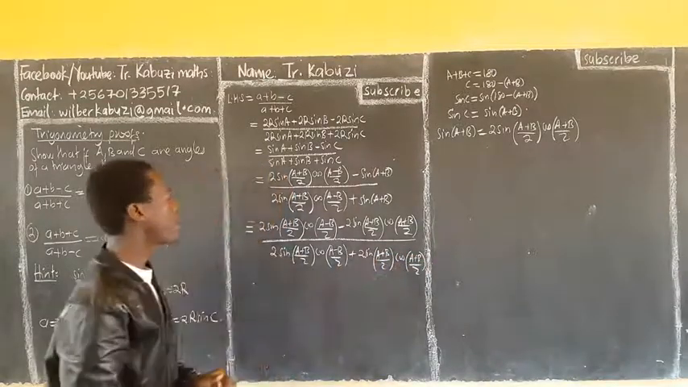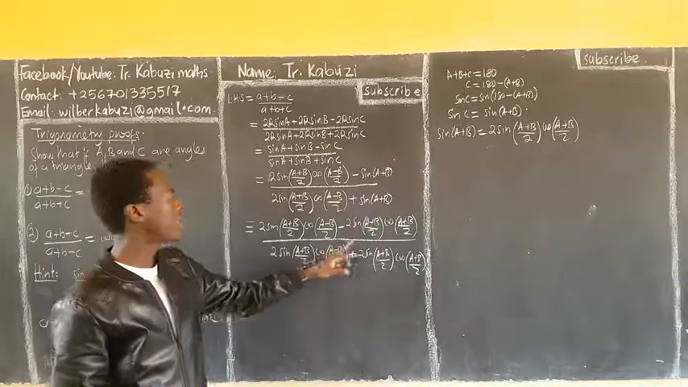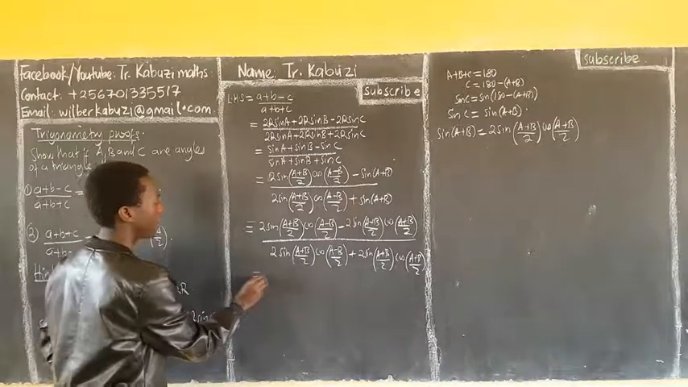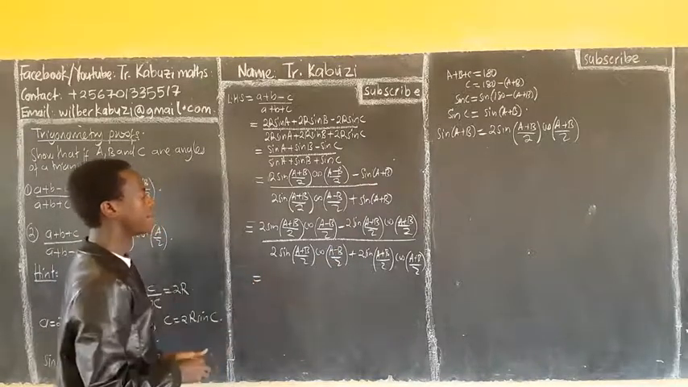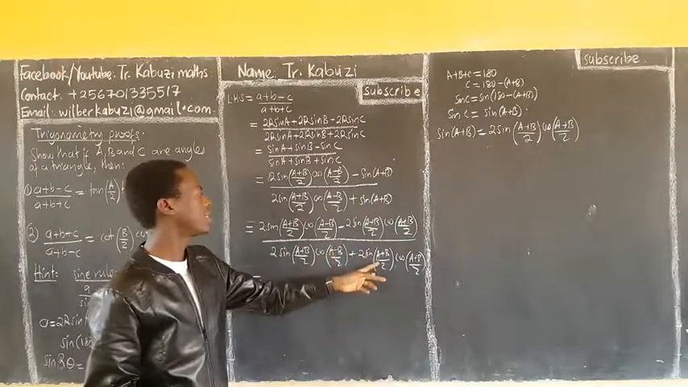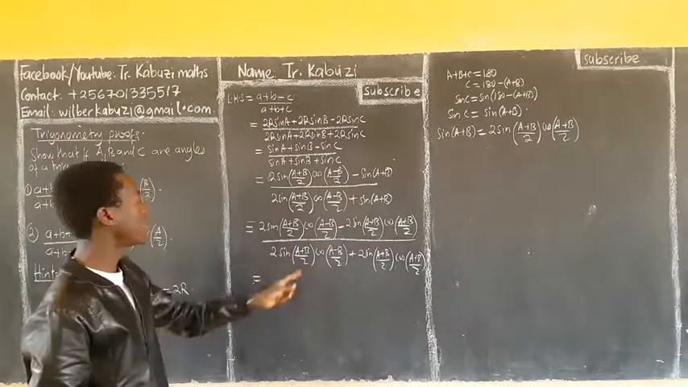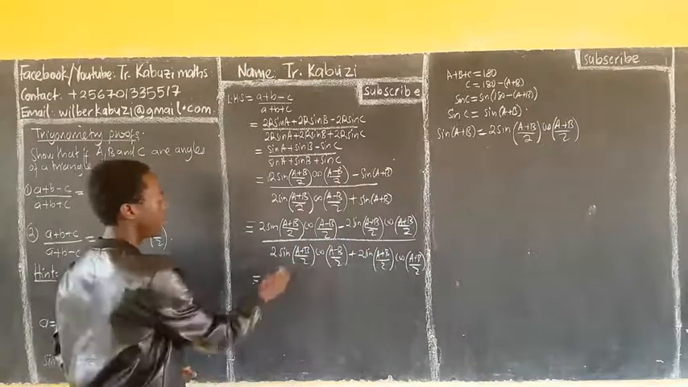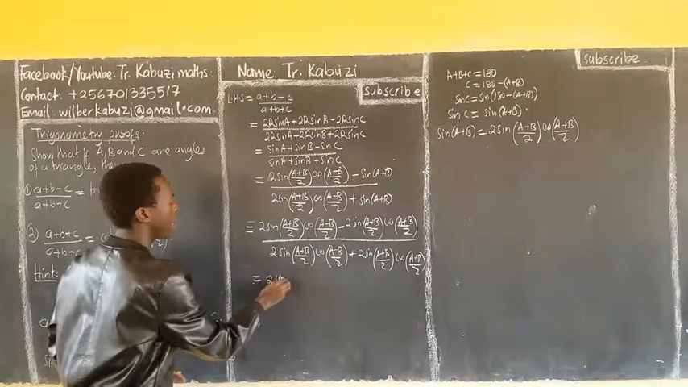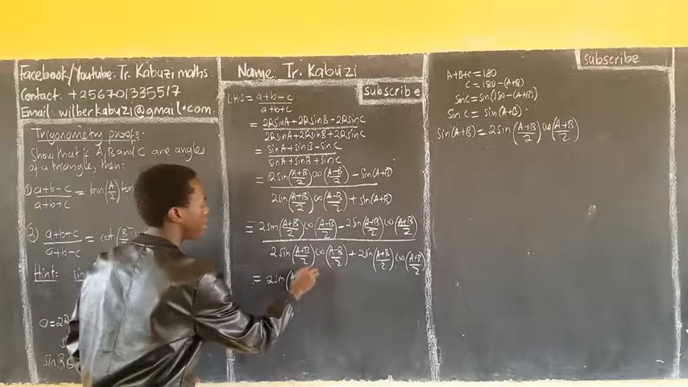Here, we see that there's something common. What is common? We see that this is common here, and this is common here. So you see that I can factorize out this with ease. Or you say this is common here, it's common here, it's common here, you can reduce it. So the remainder there will be, okay, 2 sine a plus b over 2 is common.